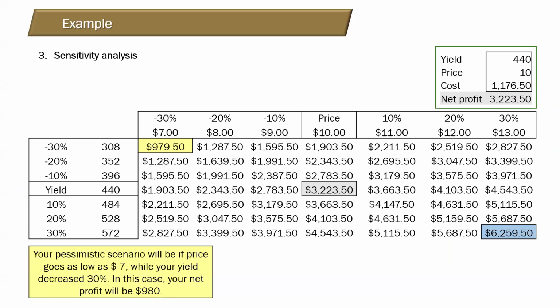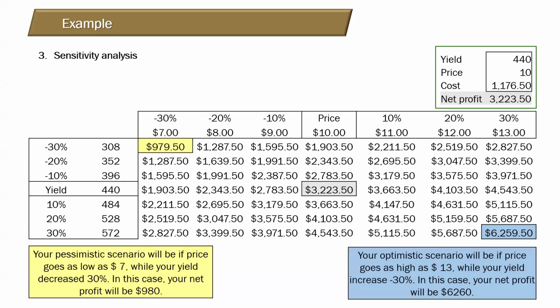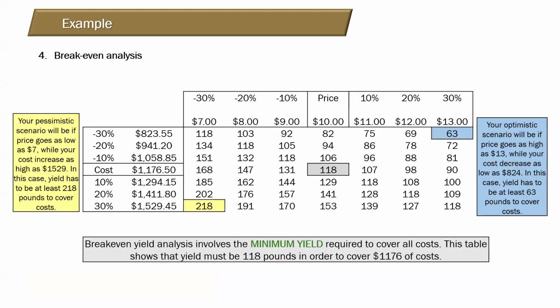In this case, $979. On the other hand, in the optimistic scenario, if the price rises, for example, to $13 per pound and the yield also increases up to 30%, the net profit would be around $6,200. So we can see that these projections provided by the HORT calculator can help farmers weigh risks and opportunities more effectively. Also, the HORT calculator provides two important reports.